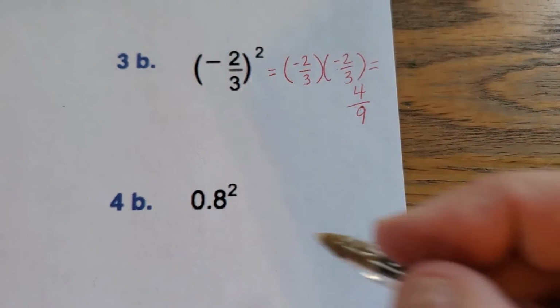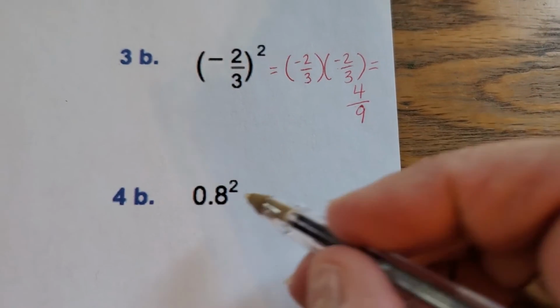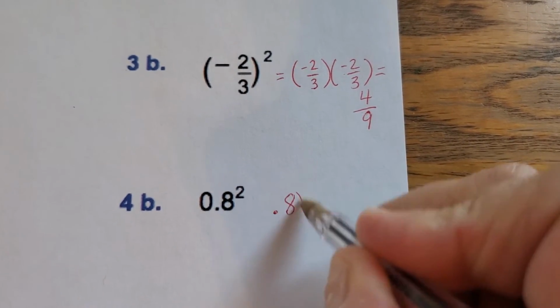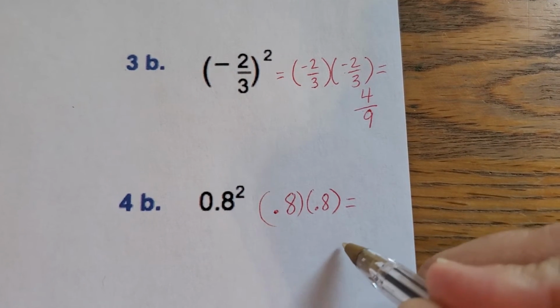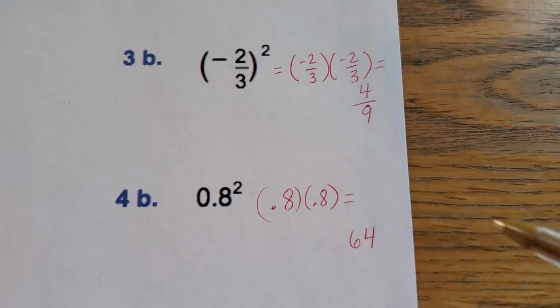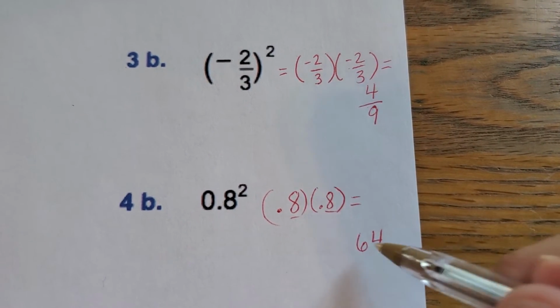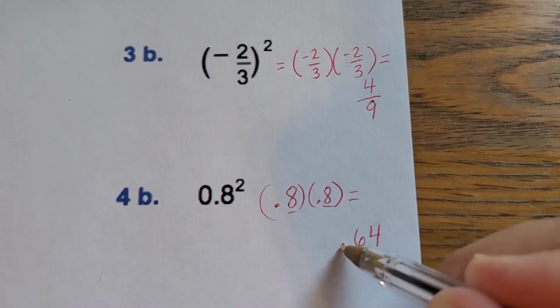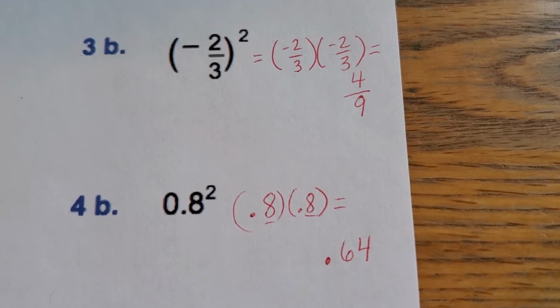My next example, 0.8 squared. Similar to what we saw already, we need a 0.8 times a 0.8. So 0.8 times 0.8 is 64. When I multiply those 8s together, I need 2 decimal places in my answer. Fortunately, I have 2 digits there, so I'm just going to put that decimal point right in front of that 6.